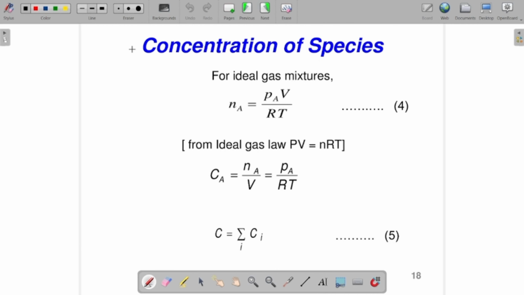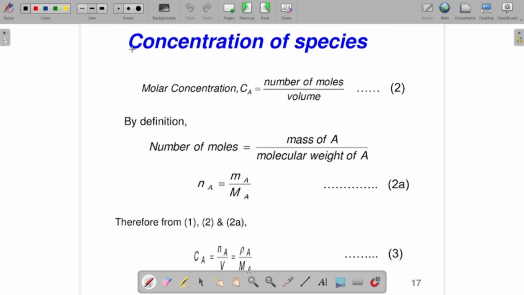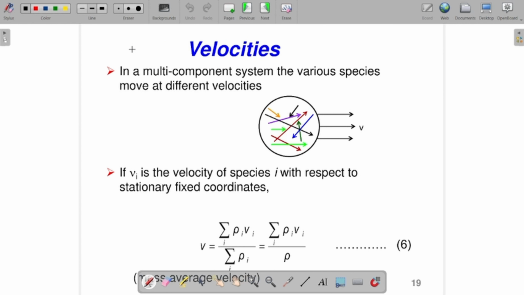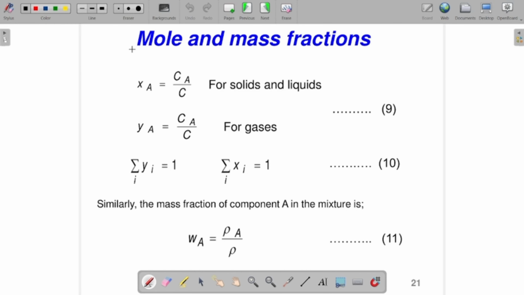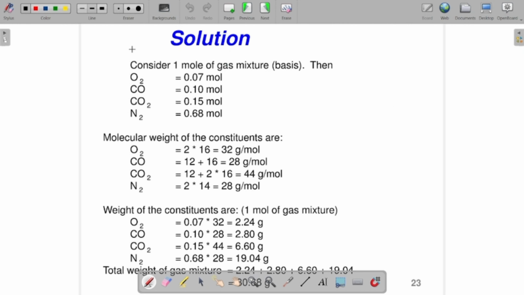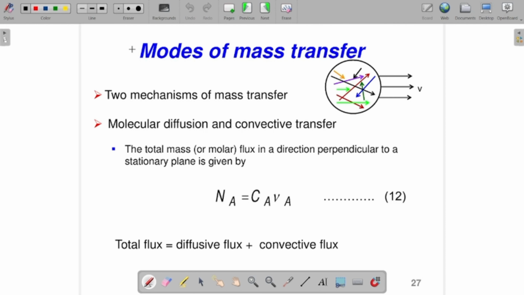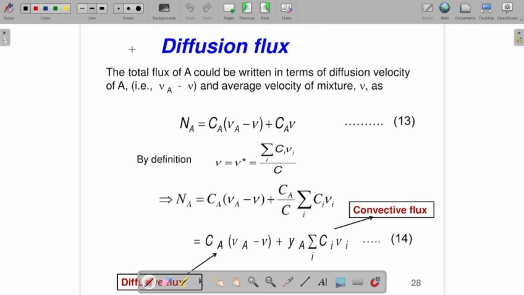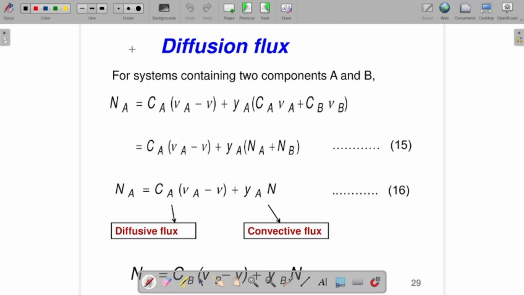How to evaluate concentrations, how to evaluate mass concentration and molar concentration. How to evaluate velocities, where we have the mass velocities and the molar velocities. How to evaluate them and how to evaluate flux. So we have the diffusive fluxes, and how to evaluate the diffusive fluxes and the flux.